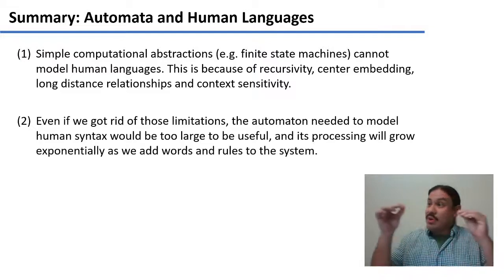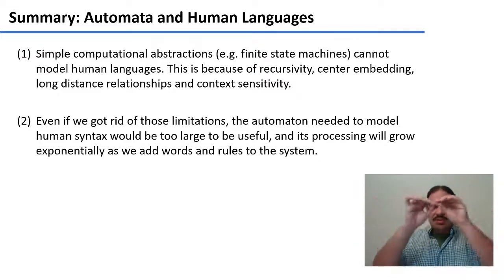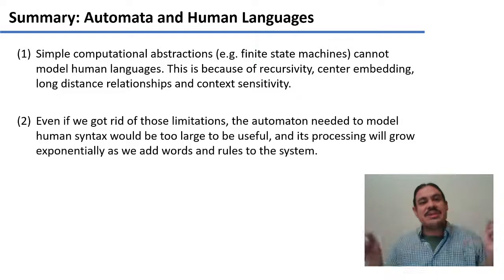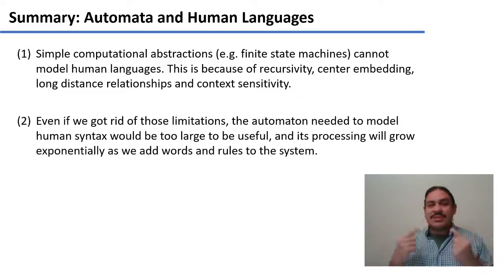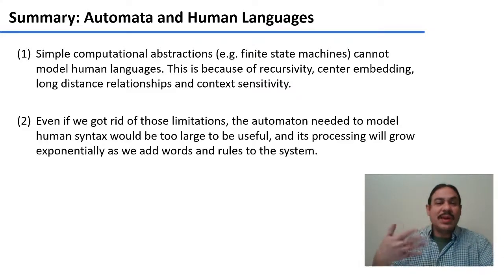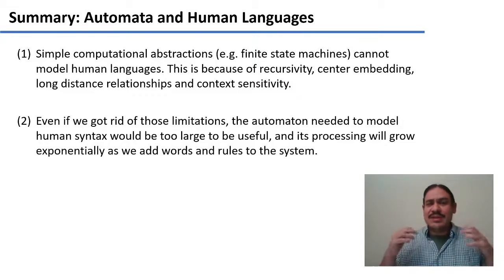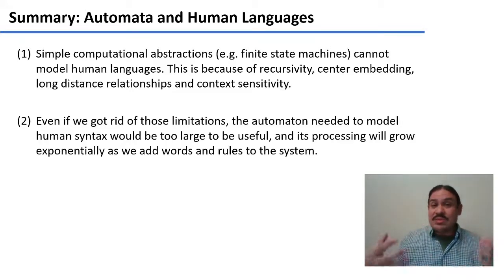Because of center embedding, because of long distance relationships, you're going to always need to have some memory dedicated to these kinds of relationships. And because of context sensitivity, you're always going to be needing to go back and forth within the strings to figure out how to apply some of the rules. Even if we got rid of limitations like infinite recursivity, for example, the automaton we would need to describe human syntax and all of human language would be incredibly large, probably too large to be useful. And the process will grow exponentially as we add more words and more elements.